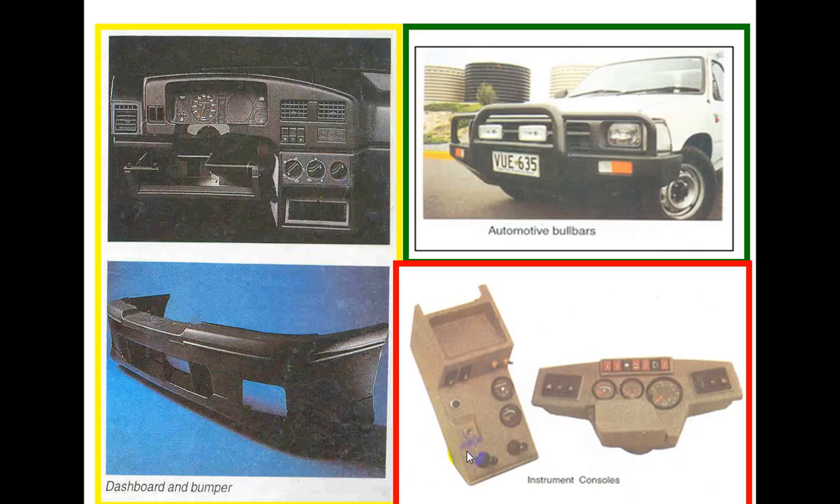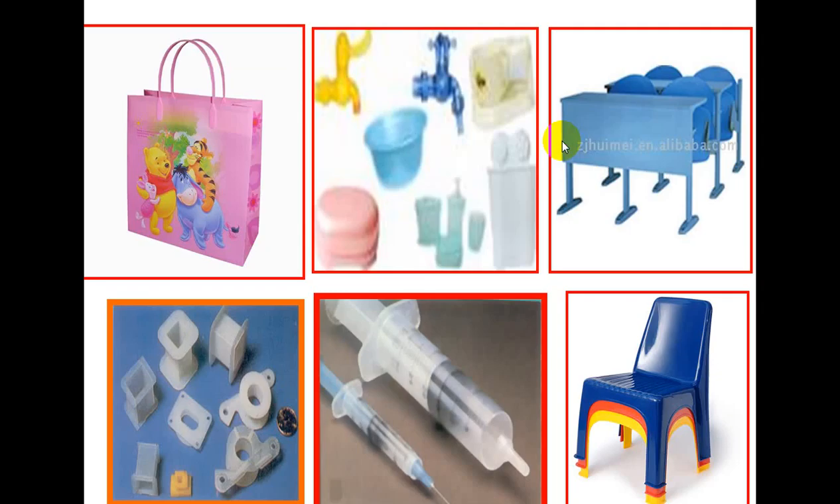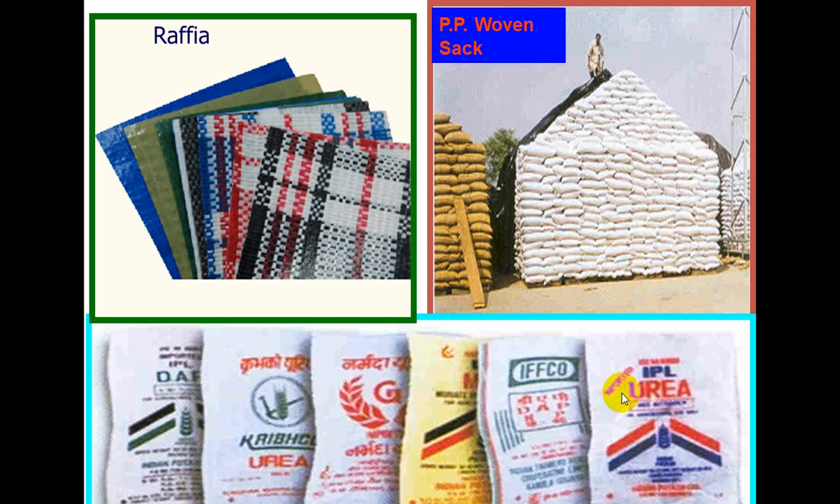These are a few items which we use frequently in our life. This is the dashboard of a motor vehicle, this is the bumper of a motor vehicle, and these are some consoles of devices and the automatic bulb bars of motor vehicles. These are carry bags and different items for domestic use. These are benches and tables, some other items, and a medical item. This is furniture. So these are very important items made of PP.